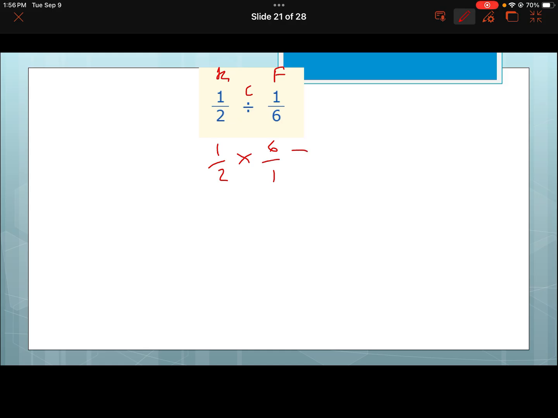We just do 1 times 6, which is 6, and then we do 2 times 1, which is 2. 6 over 2 is fine to leave if you really want to, but remember that fractions are just division. So 6 divided by 2 is just 3. So in this case, there's no real reason not to just turn it into 3.